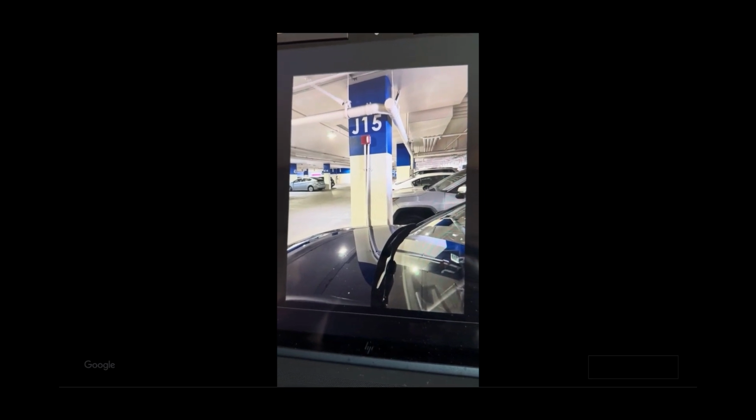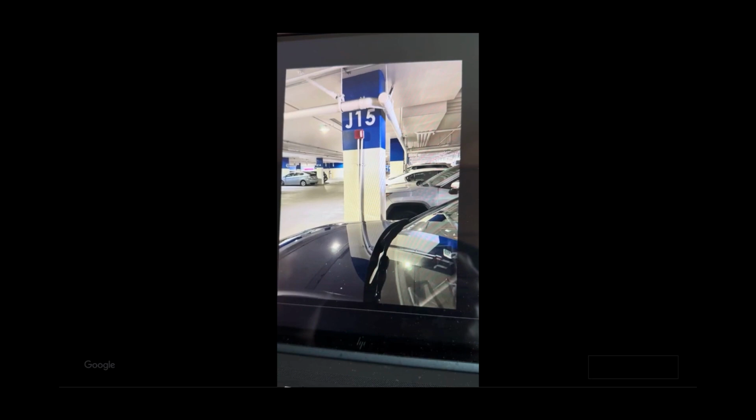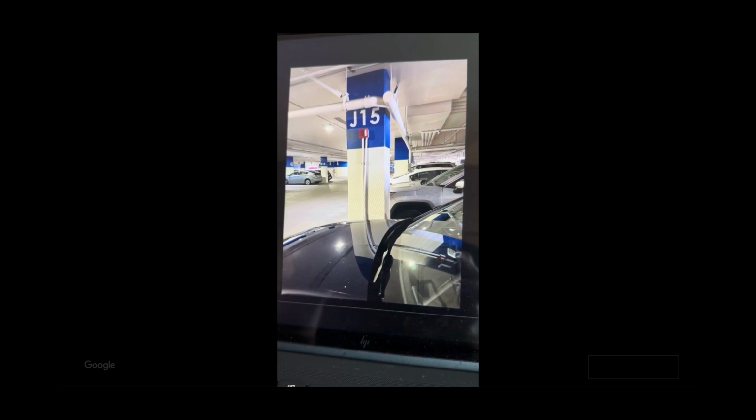This is a very boring photograph. Why would anyone take it? It might be a photo taken to remember where a car is parked in a parking garage, using the section marker J15 for reference. Okay.